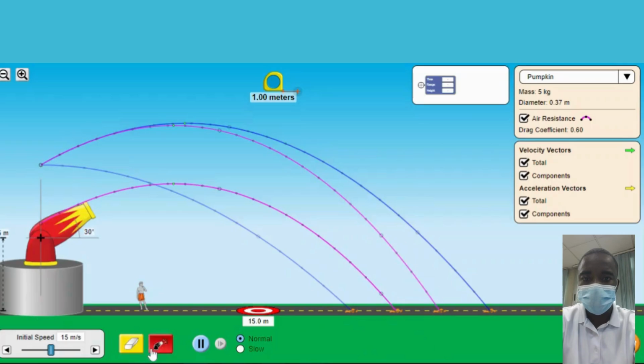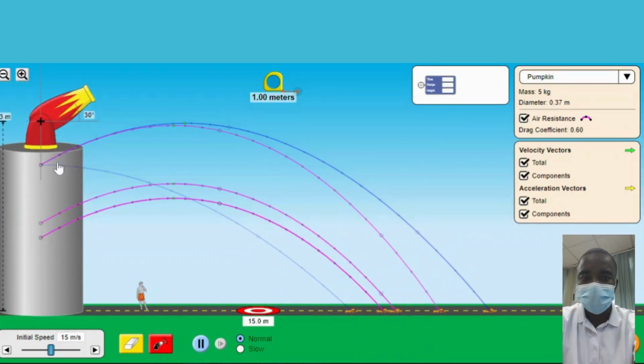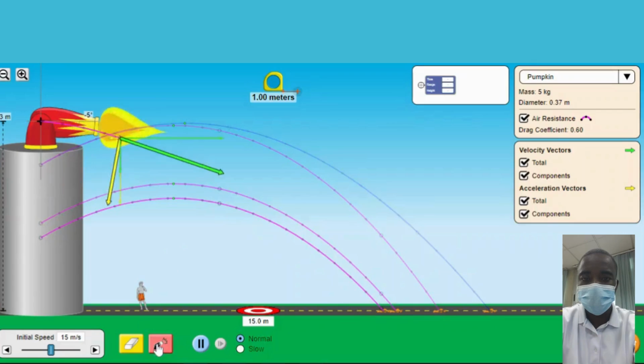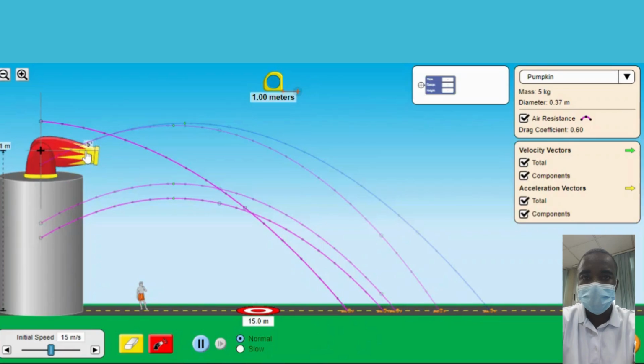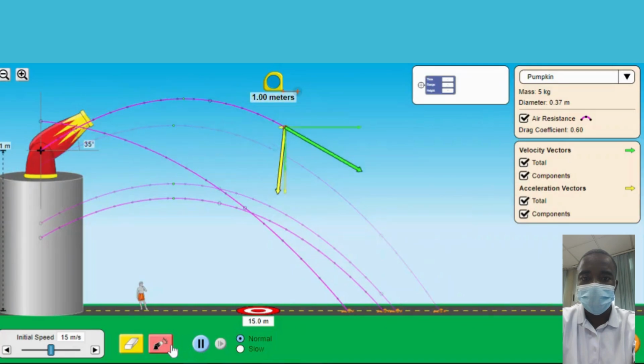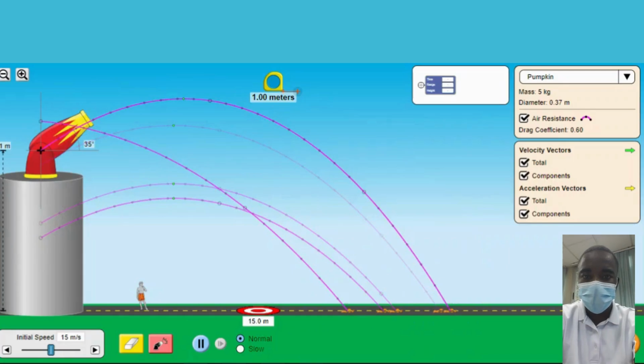The simulation also allows students to explore the effects of air resistance on the projectile's trajectory. Air resistance is a force that opposes the motion of the projectile through the air. By adjusting the air resistance, students can observe how it affects the projectile's velocity and acceleration. For example, increasing the air resistance can result in a shorter range and a slower velocity. This feature helps students understand the impact of air resistance on projectile motion.